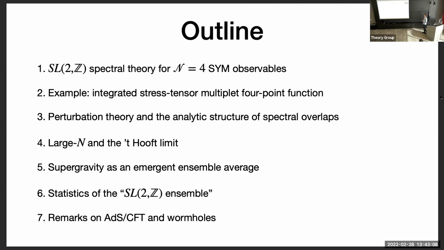And then that will lead us to supergravity as an emergent ensemble average. We'll study statistics within what we call the SL(2,Z) ensemble, the space of complexified couplings tau. And we'll conclude with some remarks on what this means for AdS/CFT and the role of wormholes in N=4.